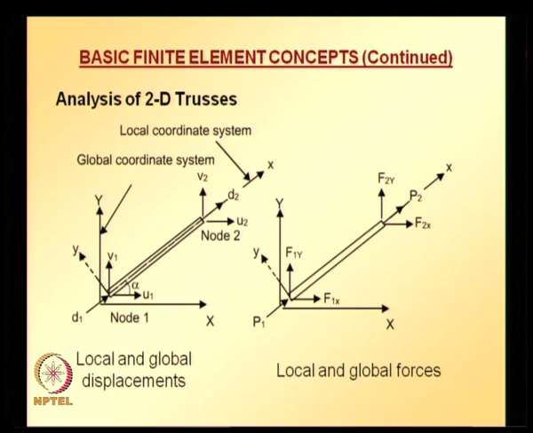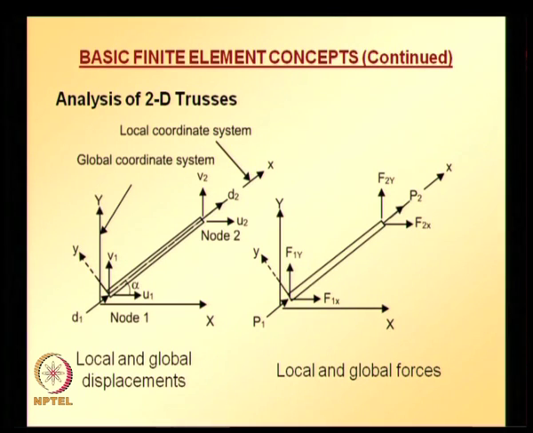Similarly, the force in the local coordinate system consists of 2 components, capital P1, capital P2. In the global coordinate system the force vector consists of 4 components F1x, F1y, F2x, F2y.